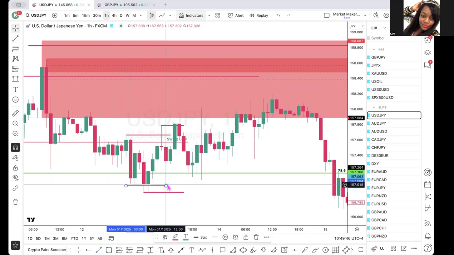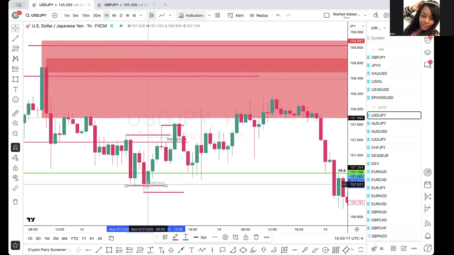Anybody? Is it because of the wick? Because it's not a full body? Because the candle did not close below the wick. That makes sense? Yes. Okay. The candle did not close below the wick, so I do not consider that the break of structure.